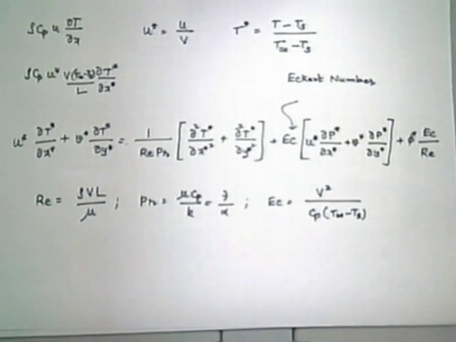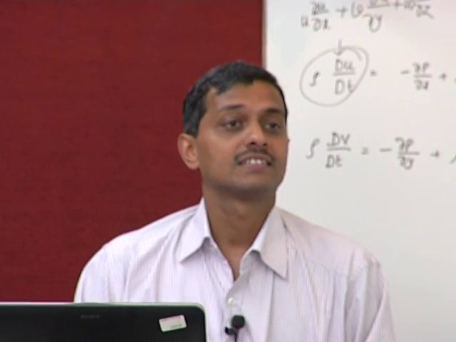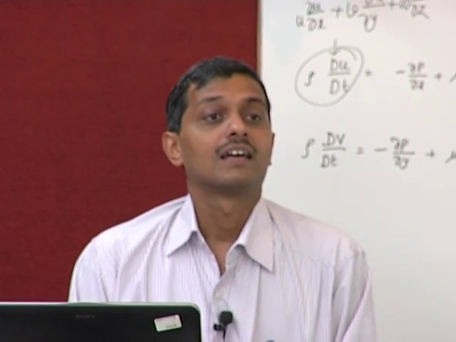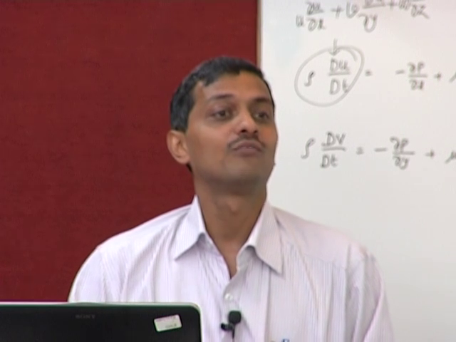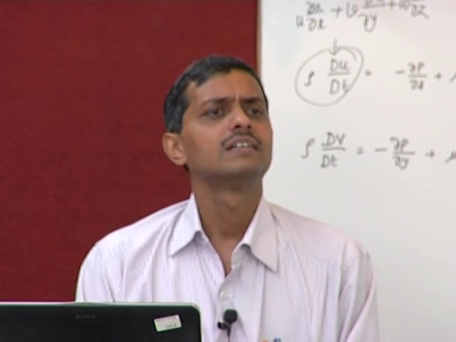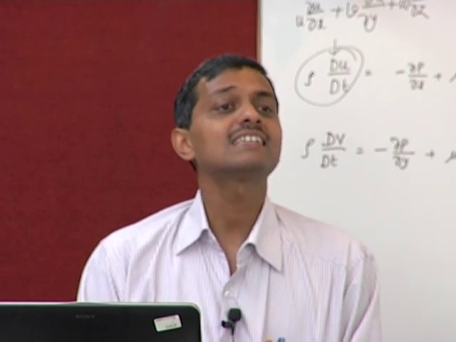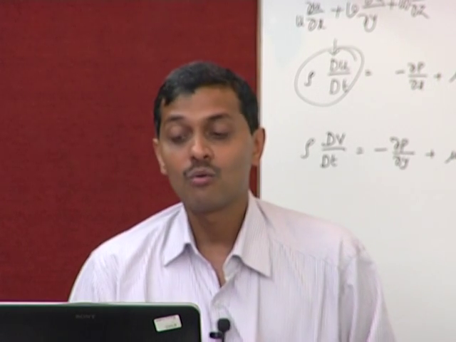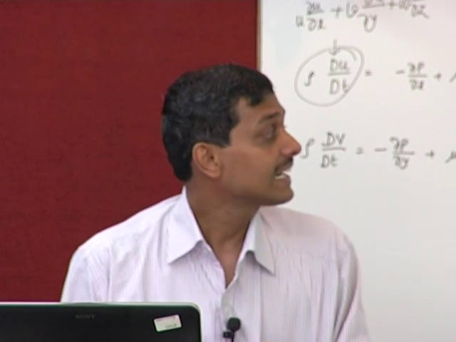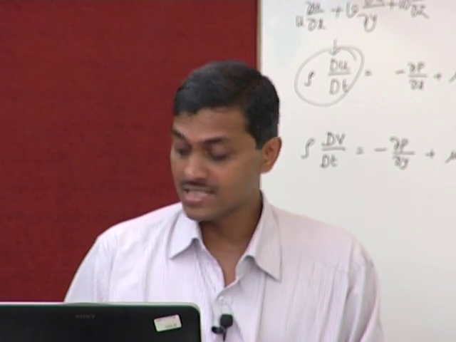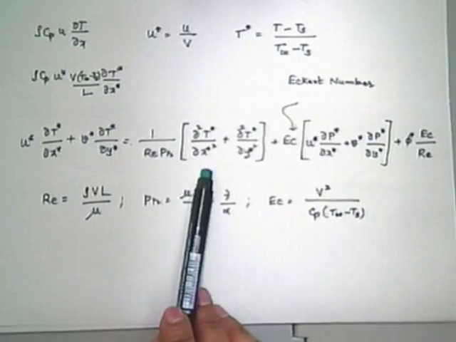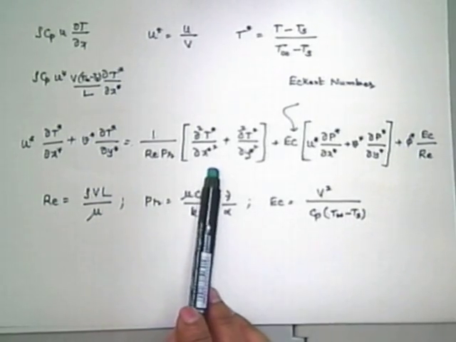Okay. Now let us stop here. What does the left hand side term of this equation represent? Is it the pressure term, the convection term? It is convection. Now, what is the second term representing? This is diffusion or conduction.